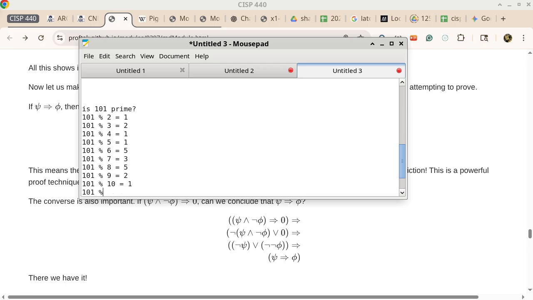And the last one I need to check is 11. So with 11, it is also a remainder of 2. And then right now I go, I'm done. 101 is a prime number.